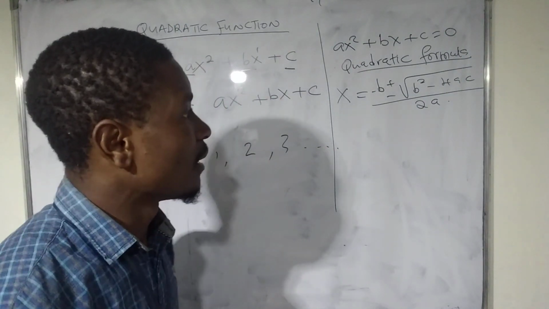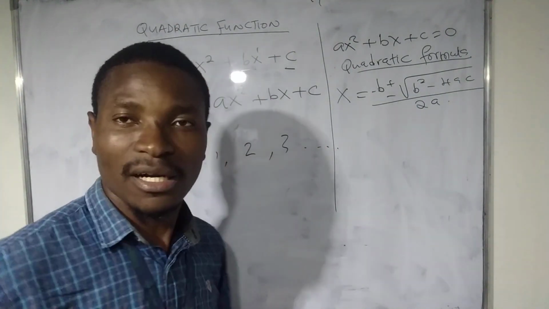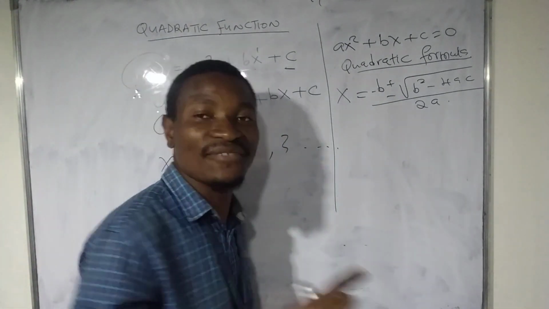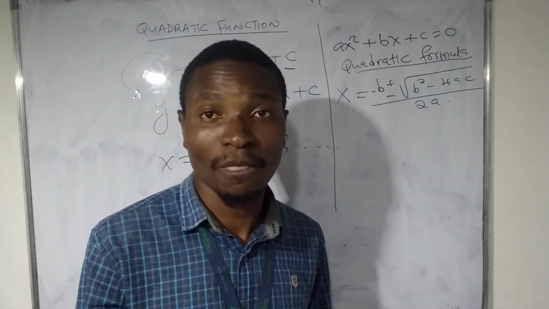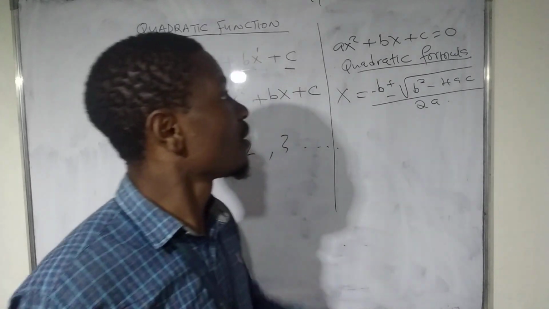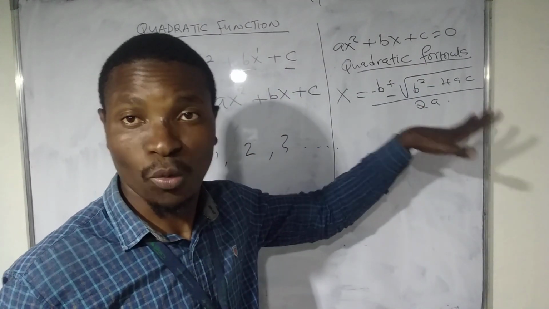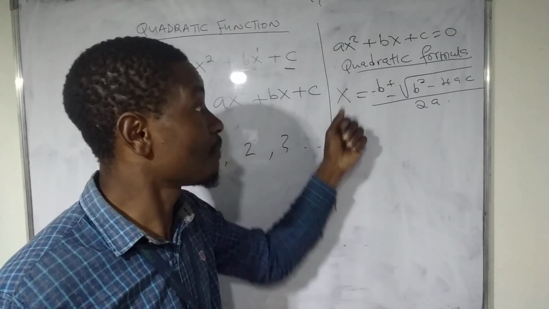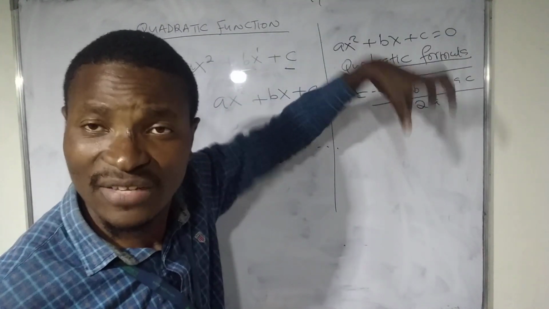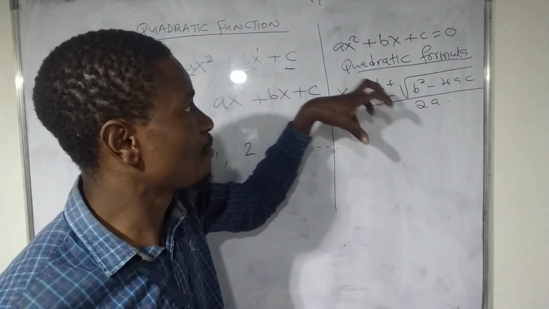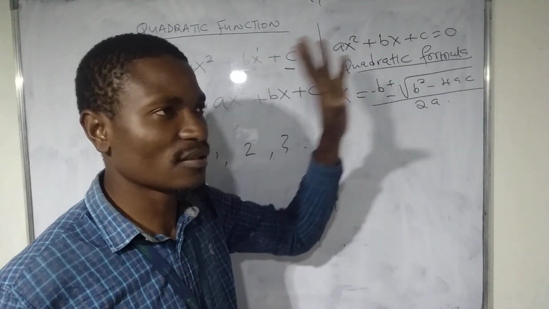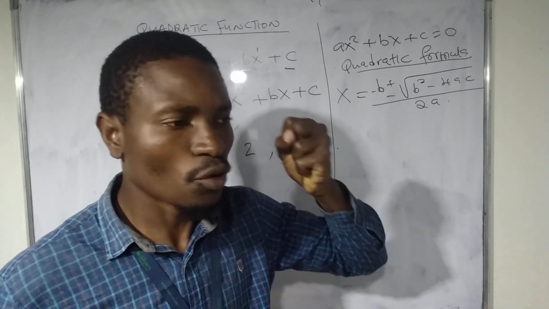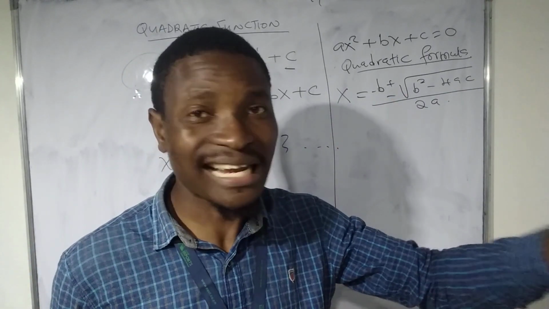And what that means is that we are finding the values of x, given a particular quadratic equation, okay? So we are finding the value of x, because when we derive this formula, you discover that we are just, in a simple way, trying to make x the subject of the formula. That's what this formula is.